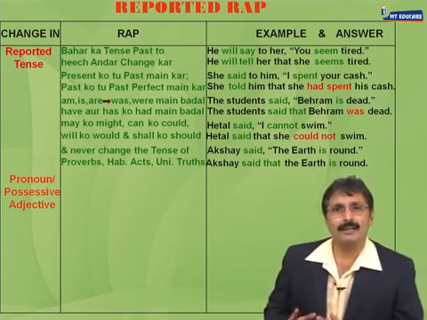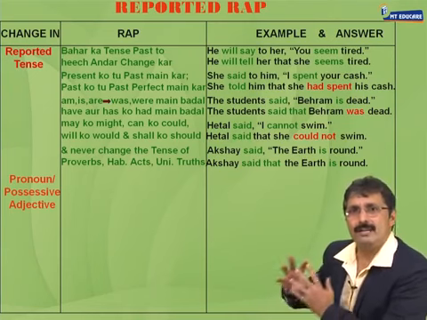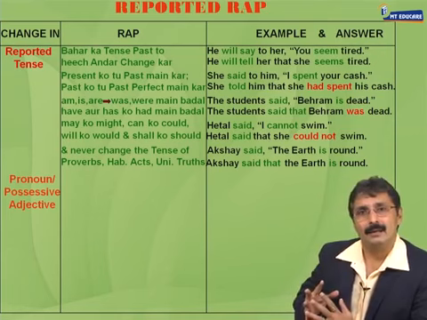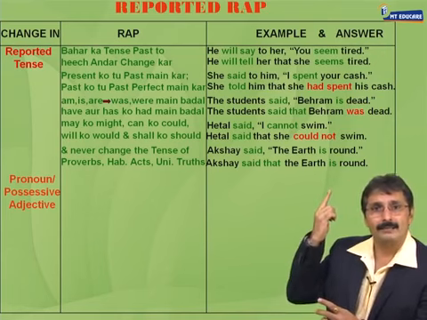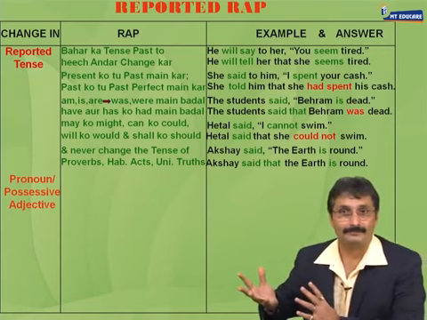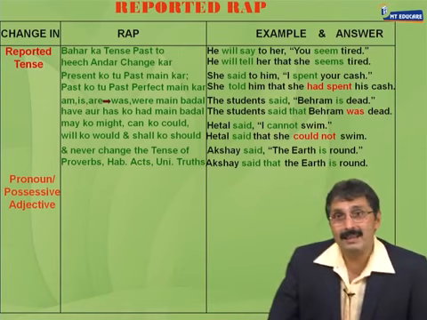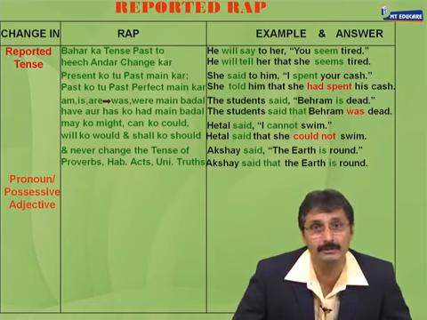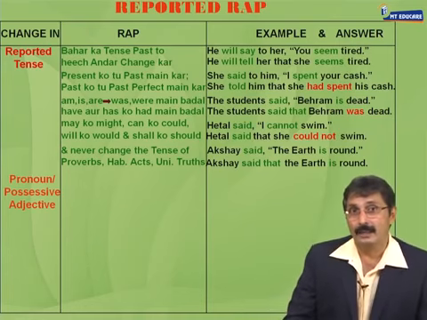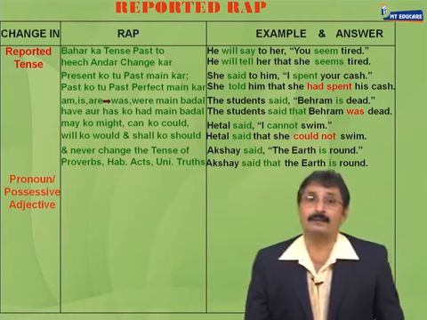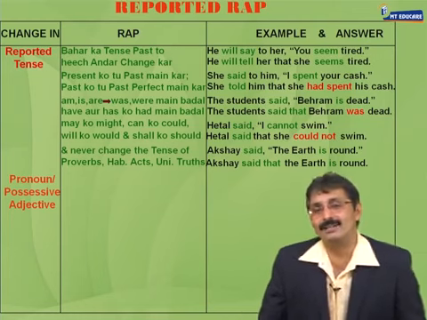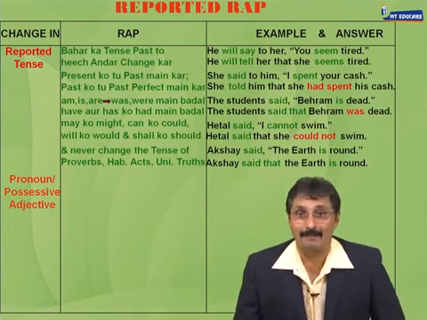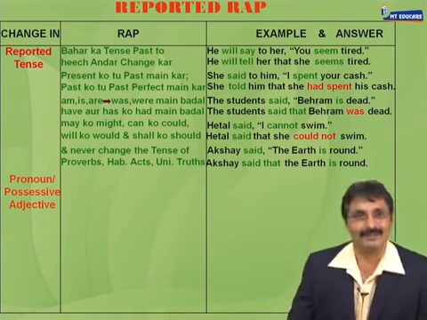That's it. Now if you can see, with each and every part of that rap that I have just given you, you can see the corresponding sentence, example and answer. Look at the last one. And never change the tense of proverbs, habitual actions and universal truths. So, Akshay said, the earth is round. Even though बाहर का tense past है, अंदर का tense change नहीं होगा, क्योंकि never change the tense of proverbs, habitual actions and universal truths.